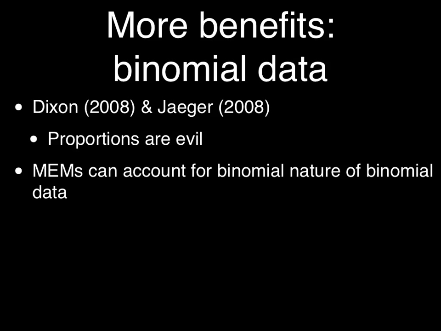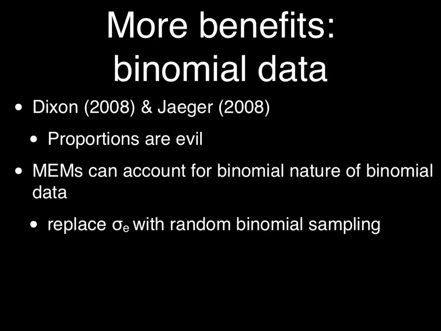This is because they actually don't ask you to collapse the data to a single value. They actually take the raw data in, and you can explicitly specify that this is binomial data. And so to do this, the idea is that instead of this sigma e, which is what we've had in all our models so far to represent the idea that there's variability, there's this fundamental, at the level of the trial, variability in response, they replace sigma e with a random binomial sampling procedure.